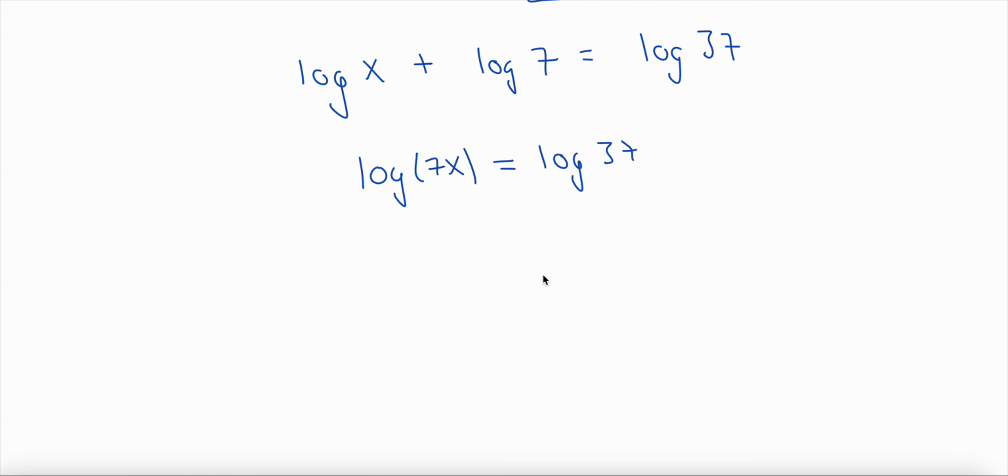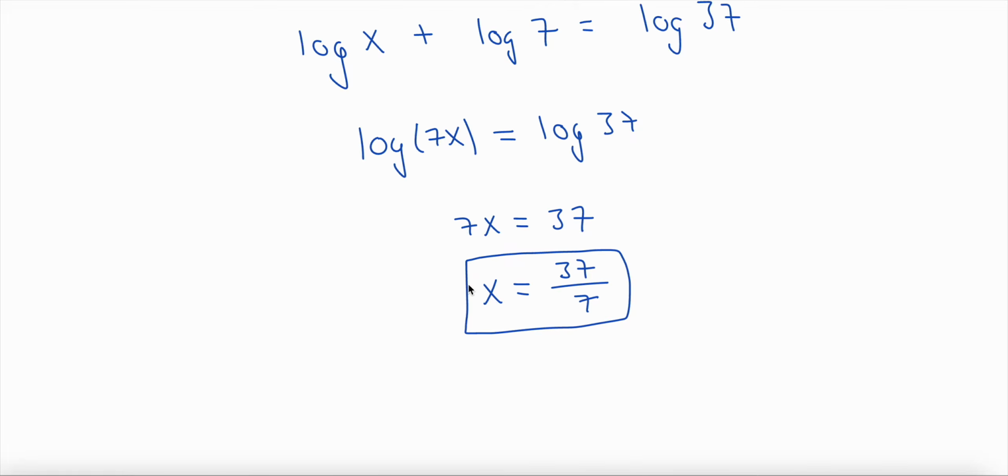And at this point, we have two logarithms with the same base, and so we can go ahead and equate these two expressions here, 7x and 37. And so we have 7x equals 37. X equals, dividing 7 on both sides, 37 over 7. And let's see here. I have one final example lined up here, and that is going to be ln of 4x plus 1 minus ln of 3 equals 5.